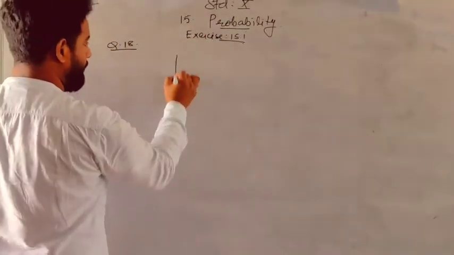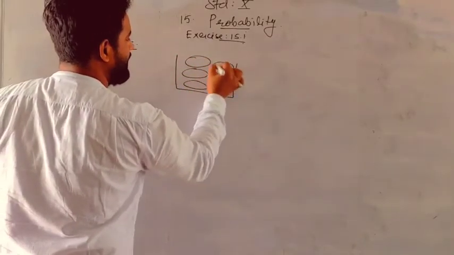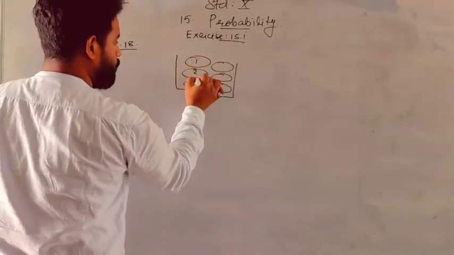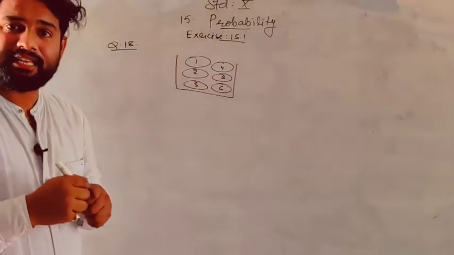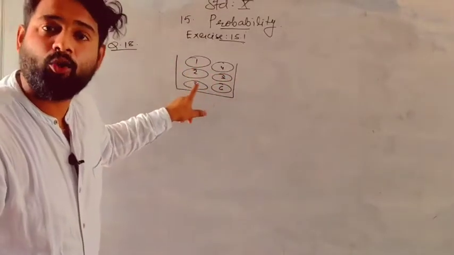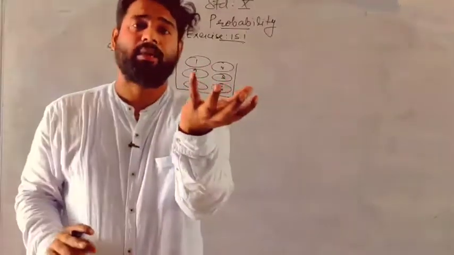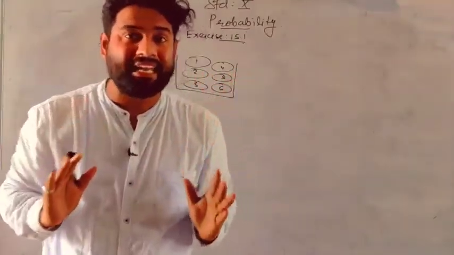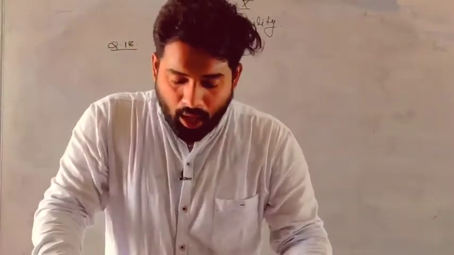So let me take a box and it is containing 90 discs. All are numbered from 1, 2, 3, 4, 5, 6, such 90 discs are there which are numbered from 1 to 90, right? Suppose the first disc is number 1, next disc number 2. All 90 discs are marked with 1 to 90. A box contains 90 discs which are numbered from 1 to 90.